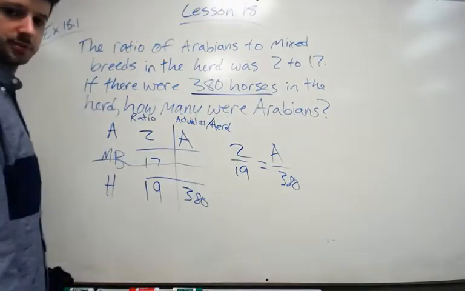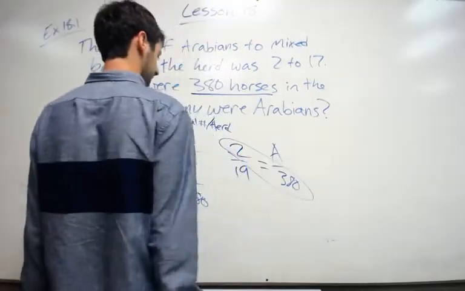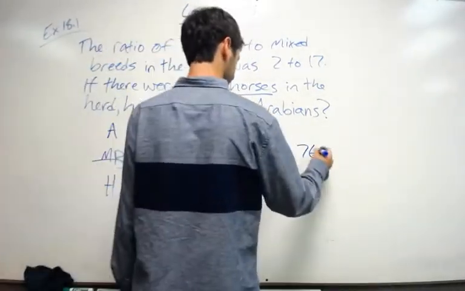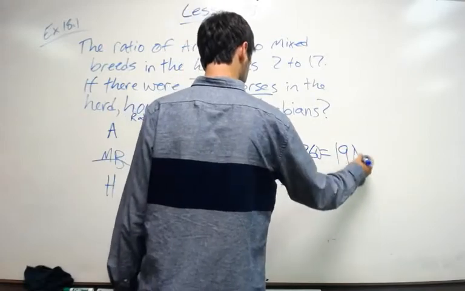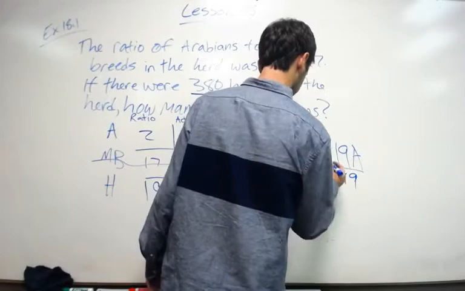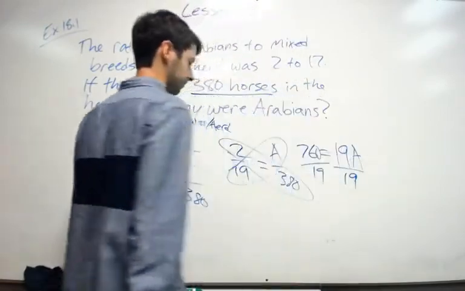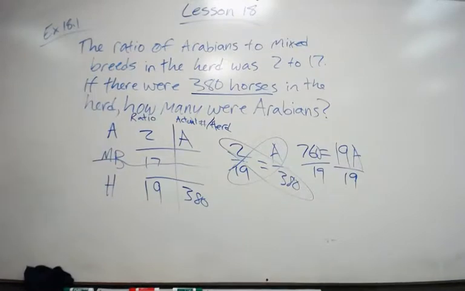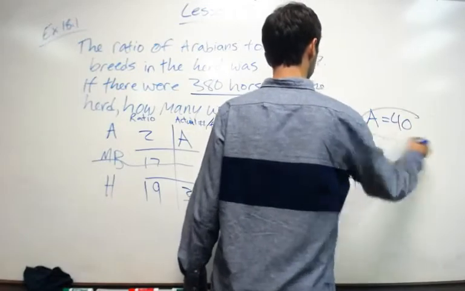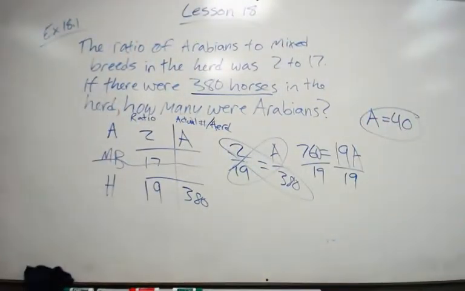And cross multiply and solve. 380 times 2, 760. 19 times A, or 19A. And then you divide. So the number of Arabians is, put that in my calculator. Number of Arabians is 40. Arabians is 40. And that's how you do ratio word problems.